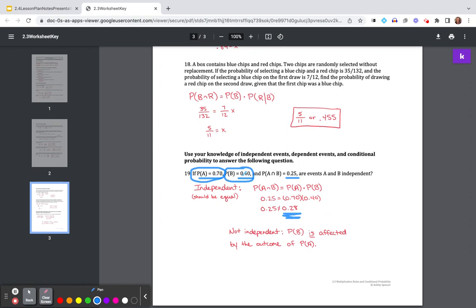But anyways, you're going to test them, multiplying B times A. If they are the same as A and B, they are independent. You have this little note right here. They should be equal. If they are not the same, then by default, they are dependent.